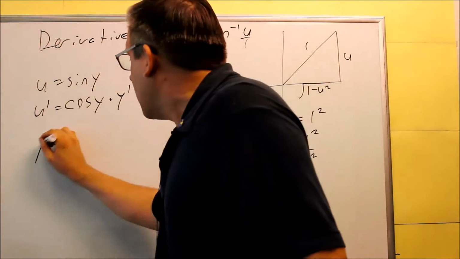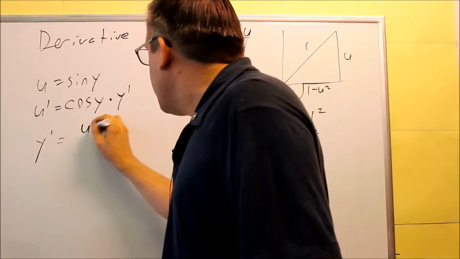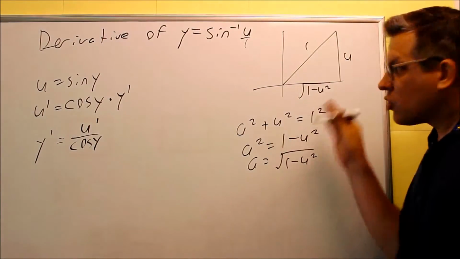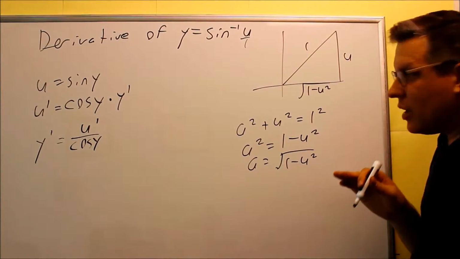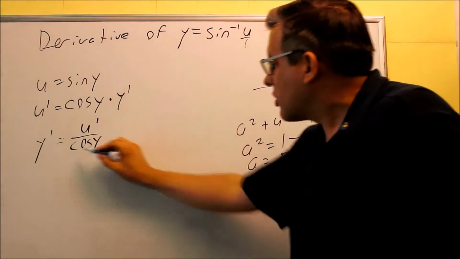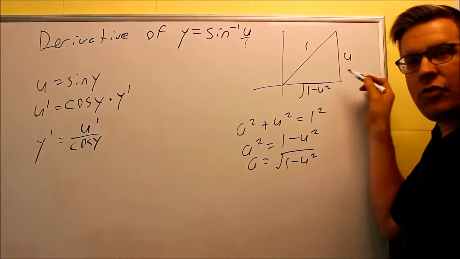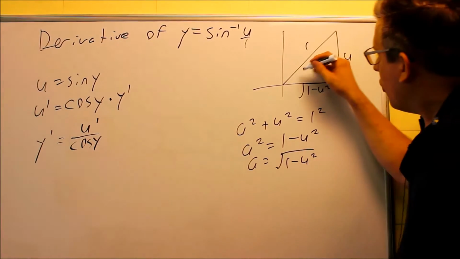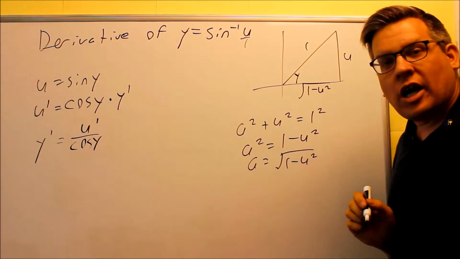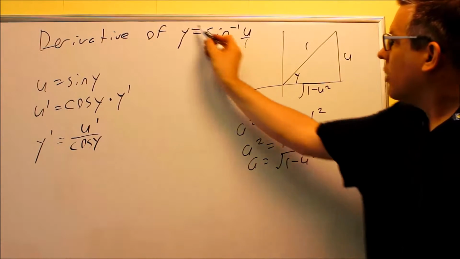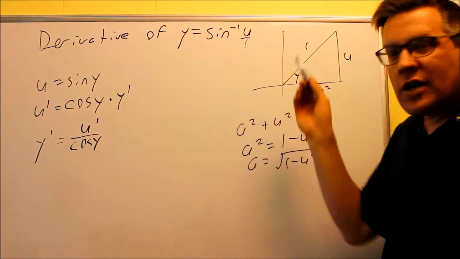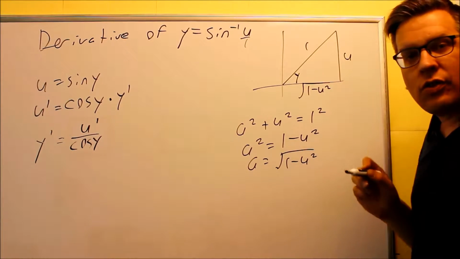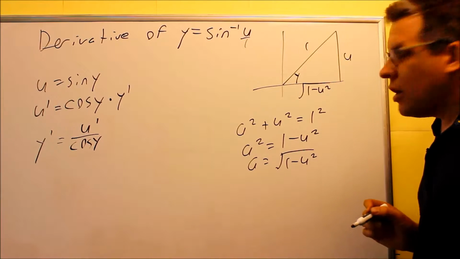If I solve for that, I get y primed equals u primed over cosine of y. Now here's where the right triangle is going to come into play. I want to replace cosine y with something from this triangle that involves u. Now I'm going to use the definition. What are we saying here? We're saying that the angle of this triangle is y. That's actually what this originally says here because y is an angle. So because of that, we're going to replace cosine y with an expression from the triangle.